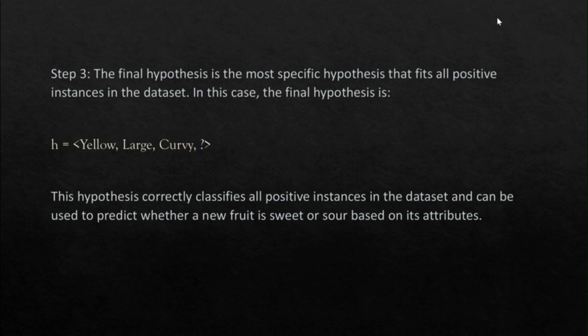So in this example, the final hypothesis is yellow, large, curvy, and question mark, which correctly classifies all positive instances in the dataset and can be used to predict whether a new fruit is sweet or sour based on its attributes, by showing the table and explaining the steps of the Finder's algorithm.